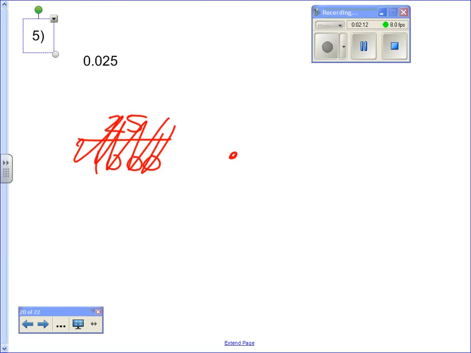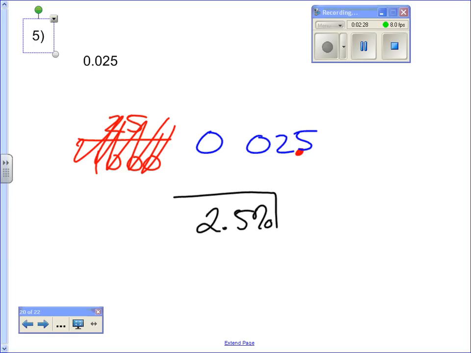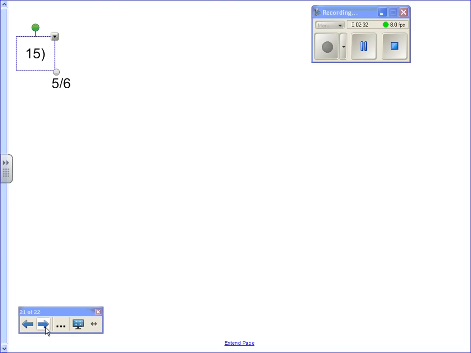All we have to do is take that decimal and move it over 2 places. So I'm going to grab it, I'm going to move it over 2 places. And so what I'm left with is 2.5%. Easy as pie. That's number 5. Also on page 52, this is number 15. Number 15 is asking us to turn 5/6 into a percent.